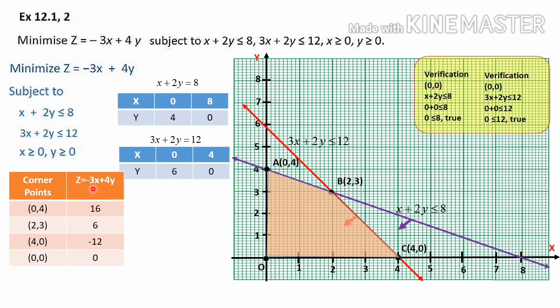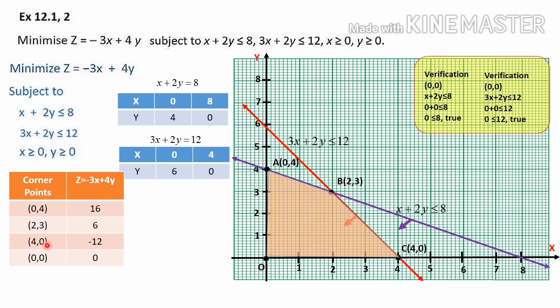Then z is equal to minus 3x plus 4y. This is the equation given to us for minimizing, or we have to find out the minimum value of this equation by using these corner points. So first of all, x is 0, y is 4, if you put it, 0 plus 16, so we will get 16. Next is x is 2, y is equal to 3. That means minus 3 into 2, that is minus 6, plus 12. Minus 6 plus 12 is 6.